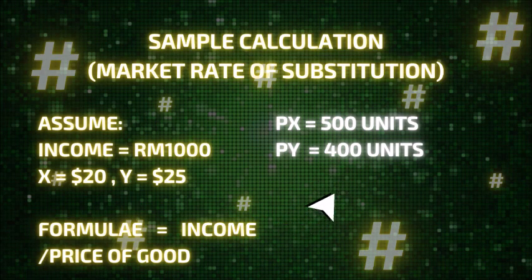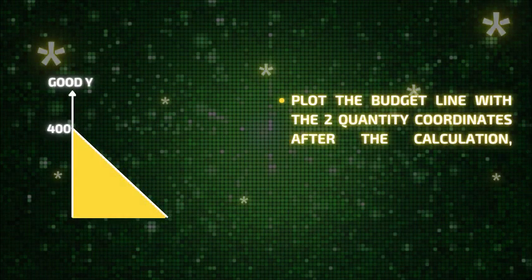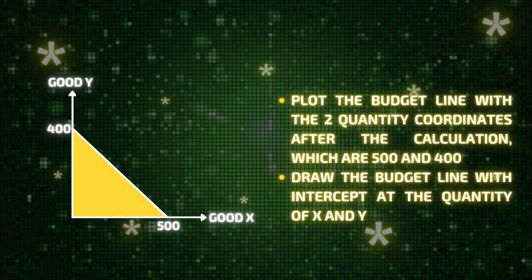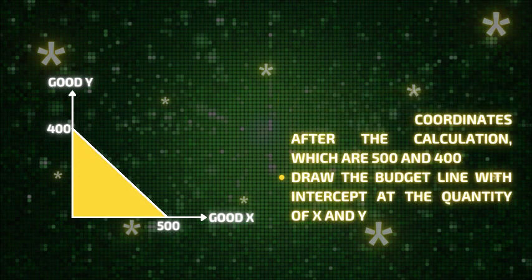Assume income is 1000 ringgit, good x equals 20 ringgit, and good y is 25 ringgit. The formula is income over price of goods. Px would be 500 units and Py would be 400 units. Plot the budget line with the two quantity coordinates after the calculation, which are 500 and 400. Draw the budget line with the intercept at the quantity of x and y.